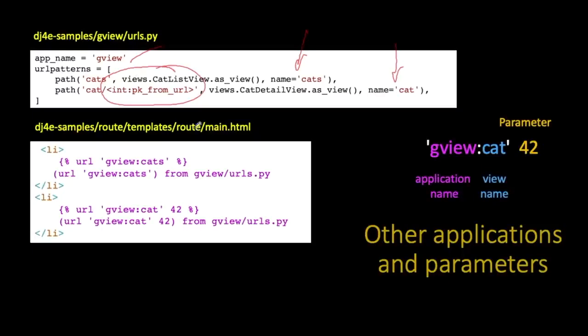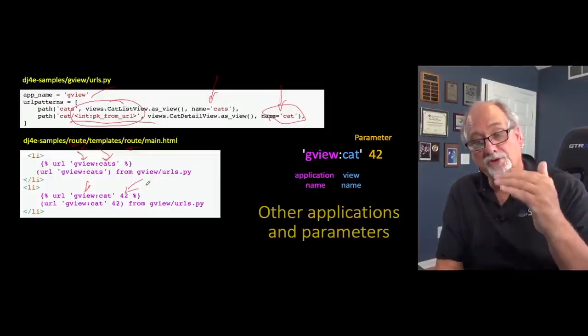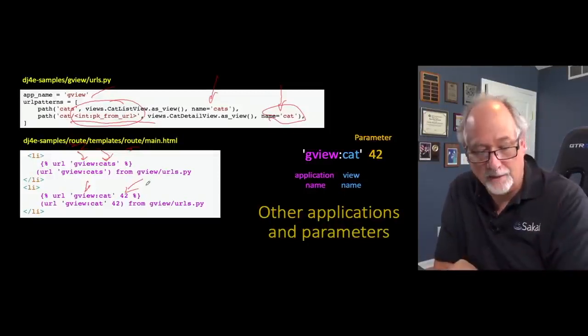And so we're sitting here in the route application, main.html, and we can now create a URL that actually is pointing to another application and a view within that other application. So this is a URL for gview:cats, and that'll just look it up. So now we don't even have to know what the URL patterns are inside of gview/cats. Now, we can look at gview:cat, which is this URL, but you'll notice that this has a parameter, and so we actually have to add a second parameter, which is that 42 number. And so this will generate the URL straight to the detail page for a single cat.